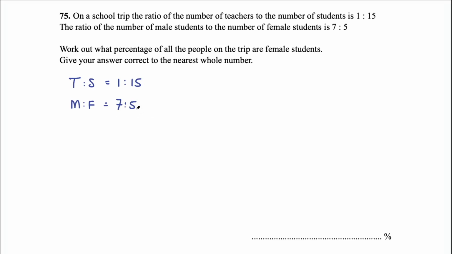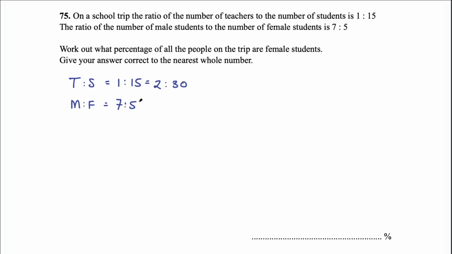Now, I want these numbers here, the total number of students, to add up to the number in this teachers to students ratio. So 7 plus 5, that's not 15. But what I can do is multiply this ratio by something until I can get a multiple of 15 that this ratio fits into. So for example, I can multiply it by 2. So then I'd get 2 to 30.